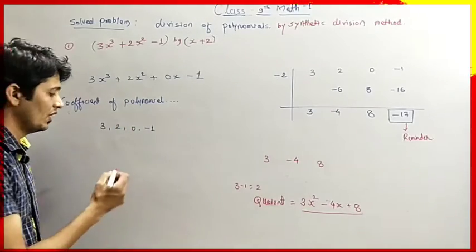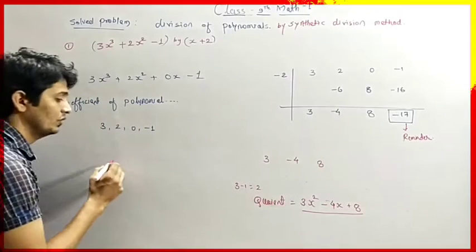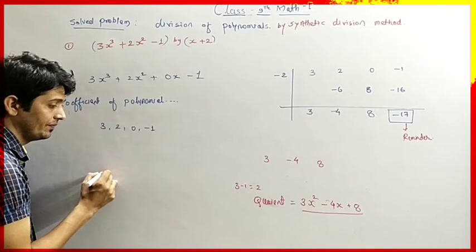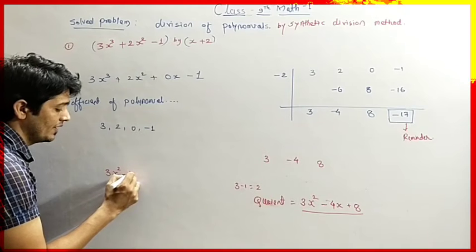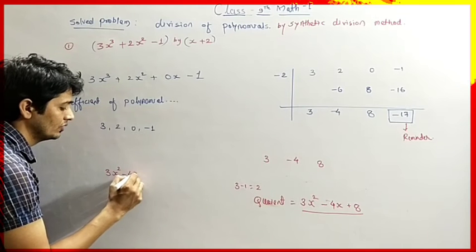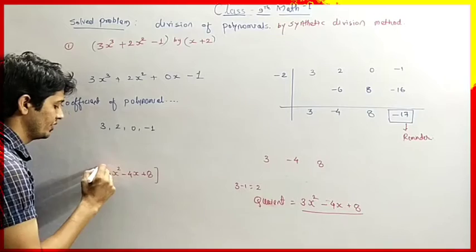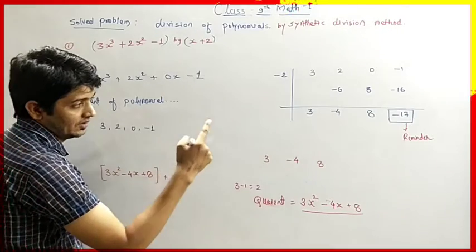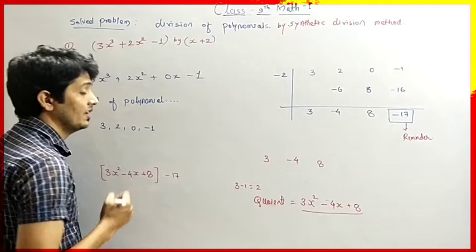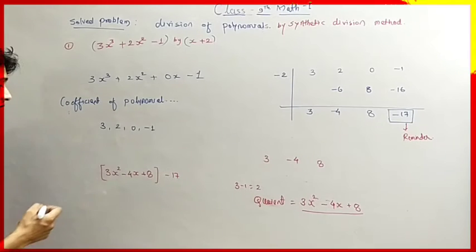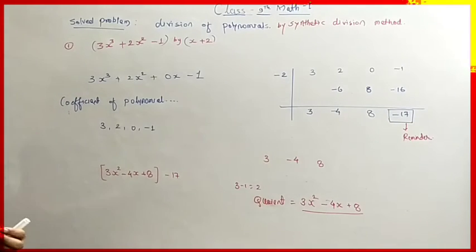Now we have to write the result. So we got the answer here. The quotient will be 3x square minus 4x plus 8, and minus 17 is the remainder. So student, this is the way we have to solve our answer.